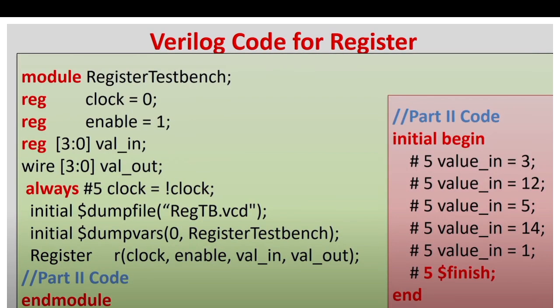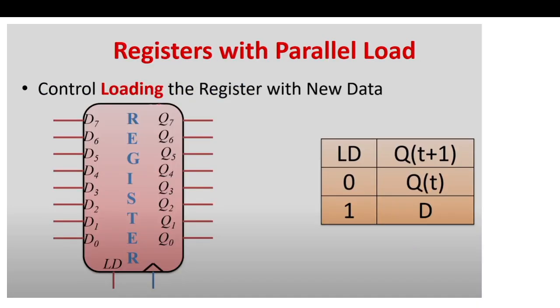Now the Verilog code for the register, I mean the test bench. So we define the inputs as the register and the output as the wire, and we are generating the clock. Next, we are applying different values with a certain delay.